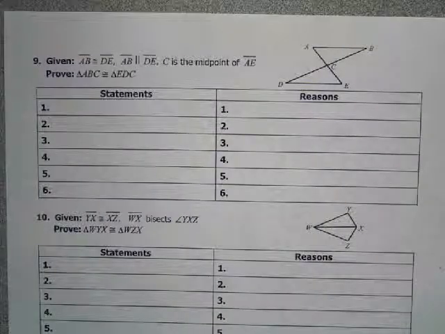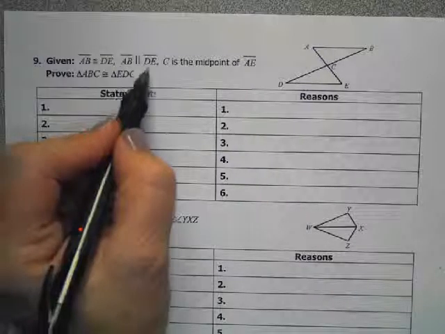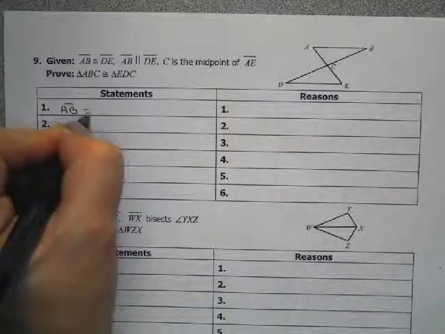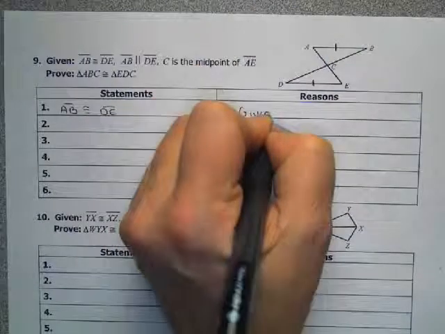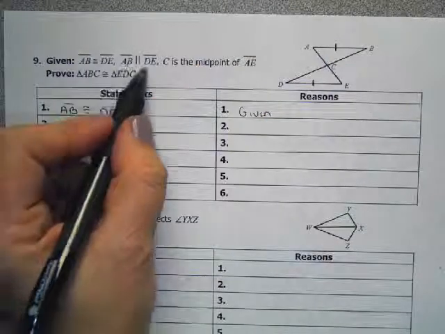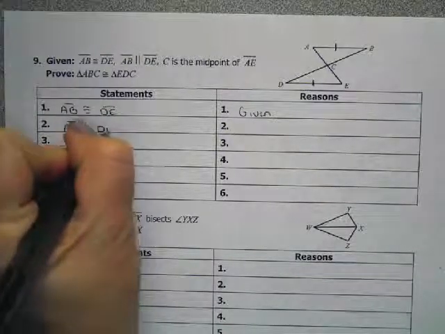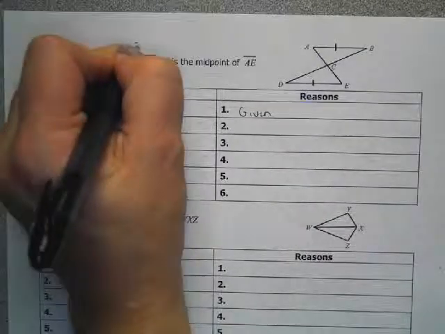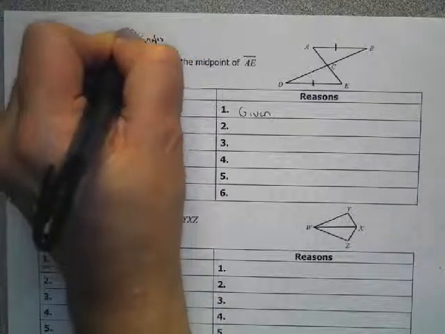Now number 9 gets a little longer because there's a lot going on, and this is a critical piece of information right here. So we'll start with side AB is congruent to side DE, and that's given. AB is parallel to DE. When you see that you have parallel sides, this is a sign that you're going to have congruent angles. So that's going to be a hint, congruent angles.